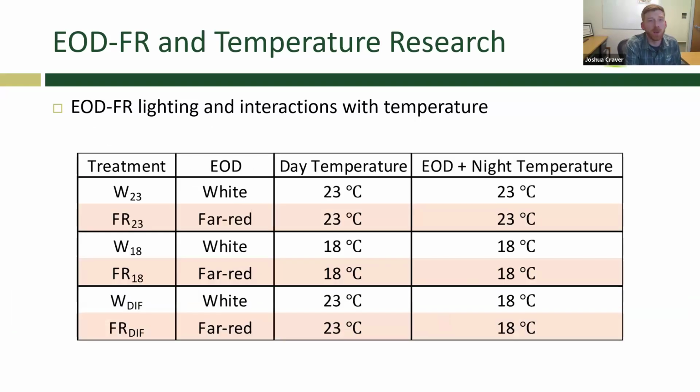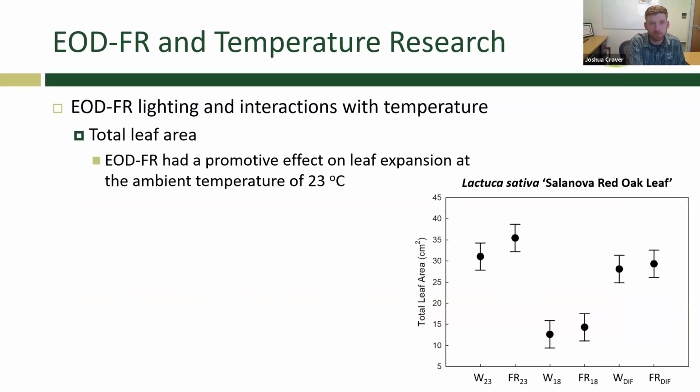And so here you can see a breakdown where we then combined these end-of-day treatments with temperature. Specifically, you can see we had both of those end-of-day treatments at an ambient temperature of 23 degrees Celsius, an ambient temperature of 18 degrees Celsius, or we had a positive DIF treatment where we grew the plants under the 23 degrees Celsius during the day. And then once we switched to our end-of-day treatment and throughout the rest of the night period, we dropped it to 18 degrees Celsius. So we could look at that interaction that may be occurring, in this case, between far red lighting application and temperature.